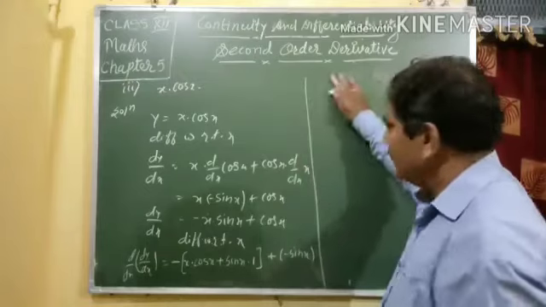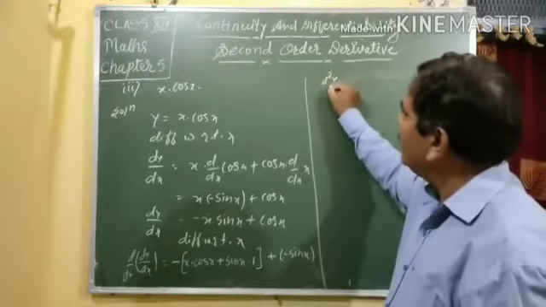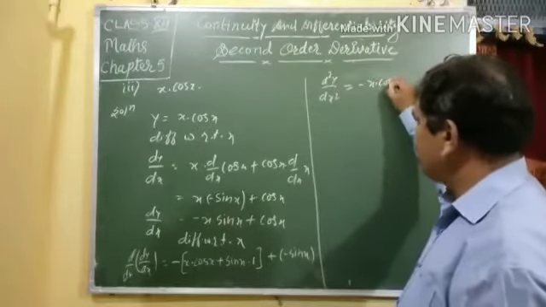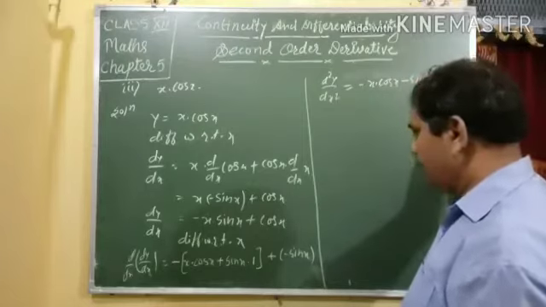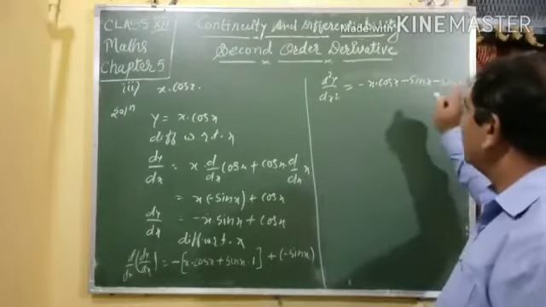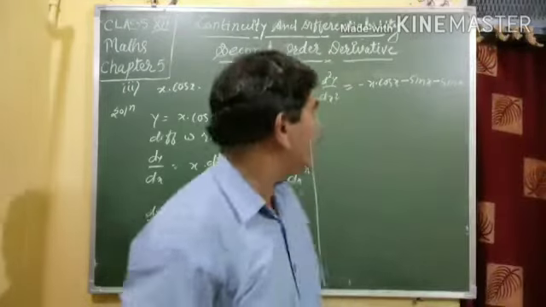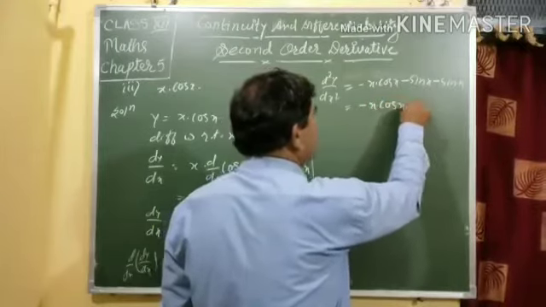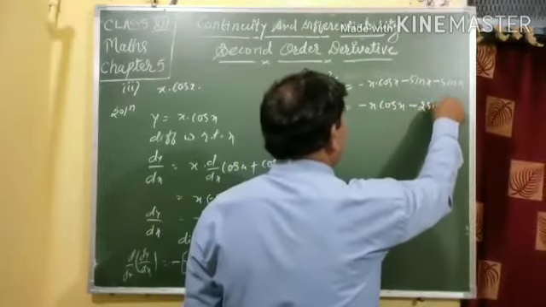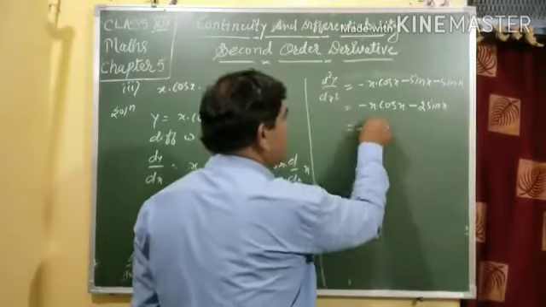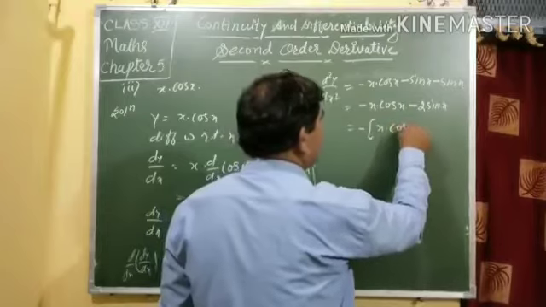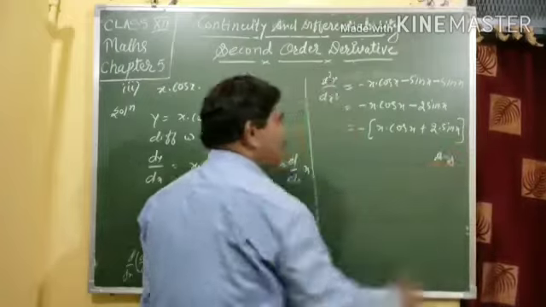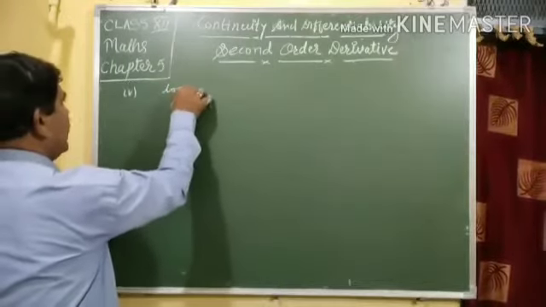You will get d square y by dx square is equal to minus x into cos x minus sin x minus sin x. Okay, minus 2 sin x. So is equal to minus x into cos x minus 2 into sin x. So you can take minus in common: minus of x into cos x plus 2 into sin x. This is an answer. Log x.